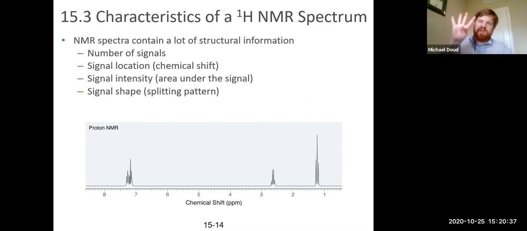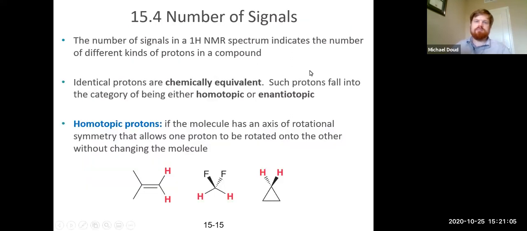We're going to split up the NMR spectrum into 4 different characteristics. Number 1, the number of signals. That's going to tell us something. We have the signal location, what's called the chemical shift on the spectrum. We have the signal intensity, which is the area under the signal, or the integration. And then finally, we have the shape of the signal, or what's called the splitting pattern or the multiplicity. All of these things tell us different information about the electronic environment of the protons that we're studying.